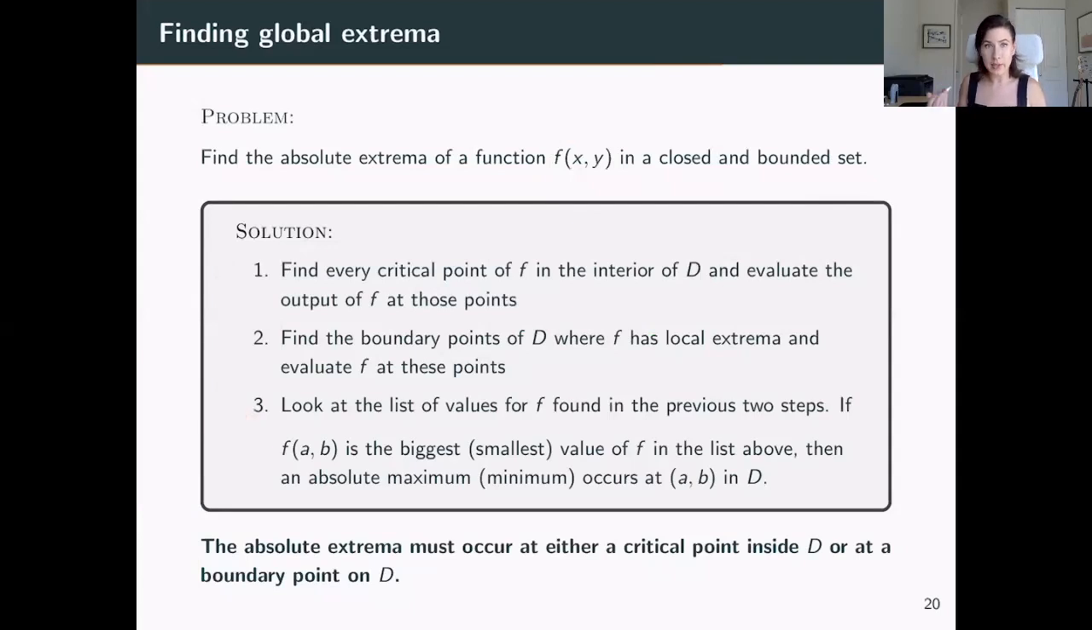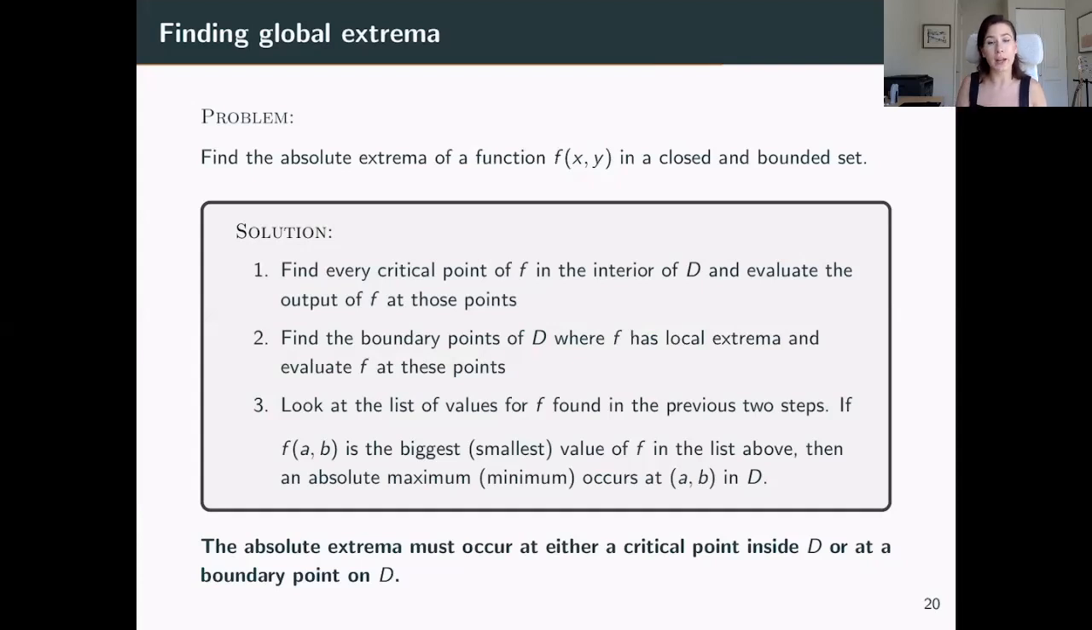The three steps that we're going to follow: first of all, we find critical points that are in the interior of our region D. We do this in the same way that we've done before, but I'll show you on the next slide through an example. Once we do that, we need to find the boundary points of D where f has a local extrema, and we'll evaluate f at those points.